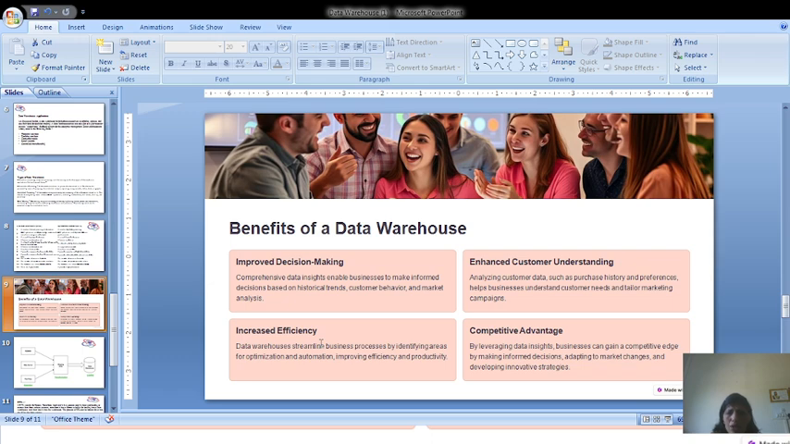If we analyze our customers and take decisions according to that, then it will definitely increase efficiency and we will get a competitive advantage. By leveraging data insights, businesses can gain a competitive edge by making informed decisions, adapting to market changes, and developing innovative strategies.